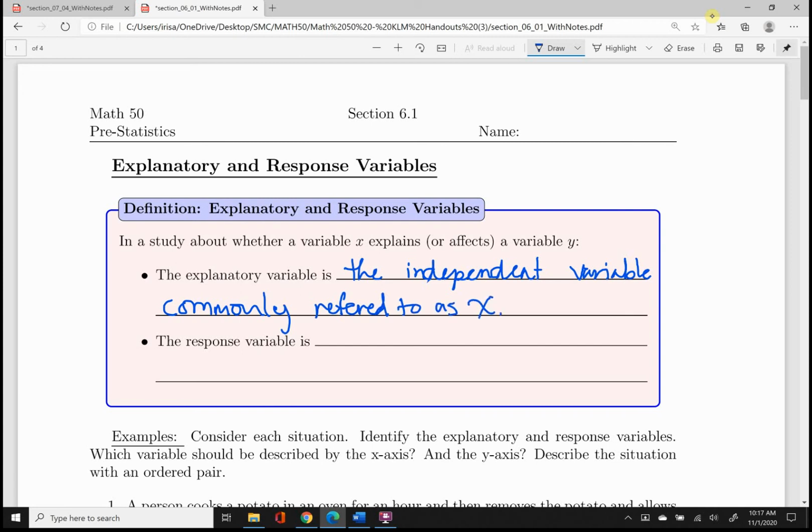And the response variable is dependent on what you chose on X. So it is the dependent variable. Commonly called y, or f of x if you're using function notation like we just talked about. But yeah, the most common way to refer to it is y.